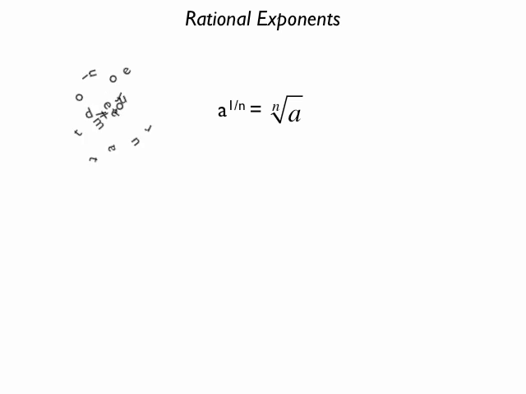Now, on the left-hand side, this is what we call rational exponent form. Okay, rational exponent, a rational number is a fraction, a ratio of two integers, and it's an exponent. On the right-hand side, it's what we call radical form. And you're going to have to be able to go back and forth between these two.